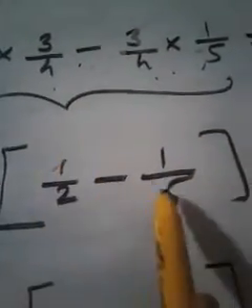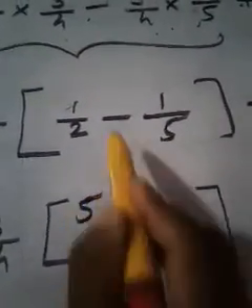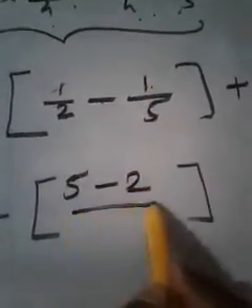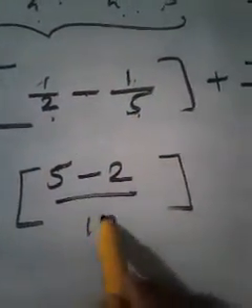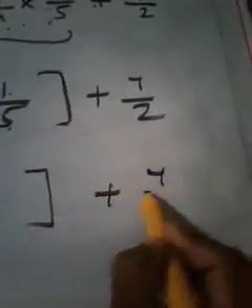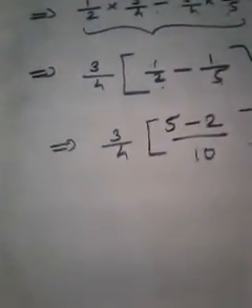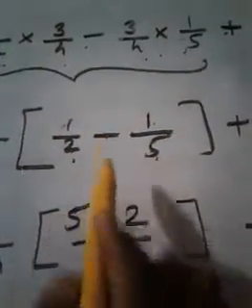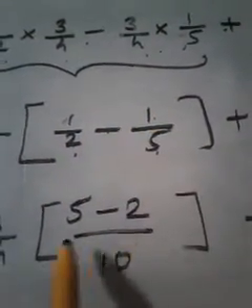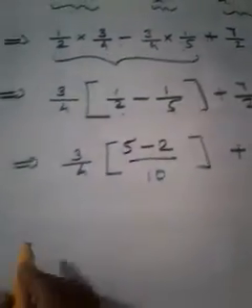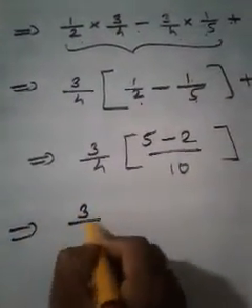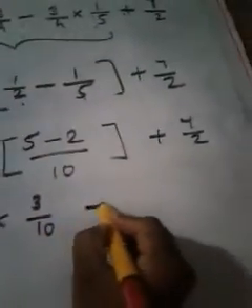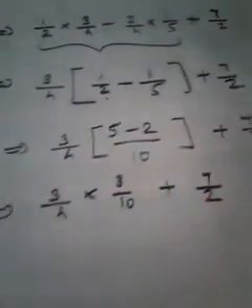So what is 1 into 5? 5, and this minus as it is. What is 2 into 1? 2, divided by 2 into 5, which is 10. You may understand. Plus 7 by 2 as it is. Just cross multiplication: 1 into 5 is 5, this minus as it is, 2 into 1 is 2, divided by 2 into 5 is 10. You may understand, isn't it? Now just see, it becomes 3 by 4 into 5 minus 2 is 3, so 3 by 10, plus 7 by 2.